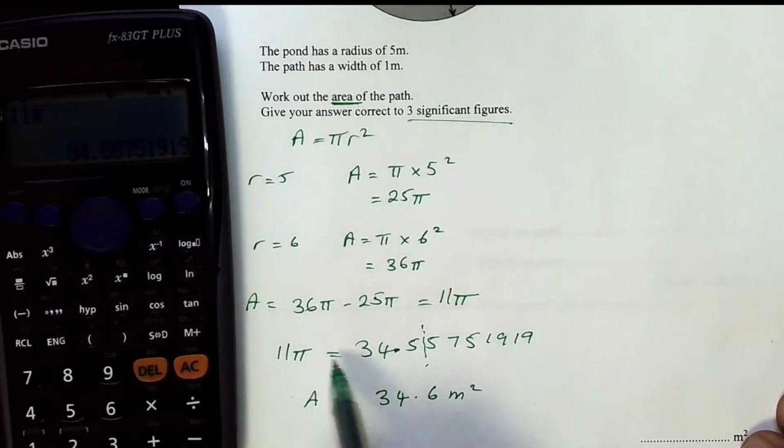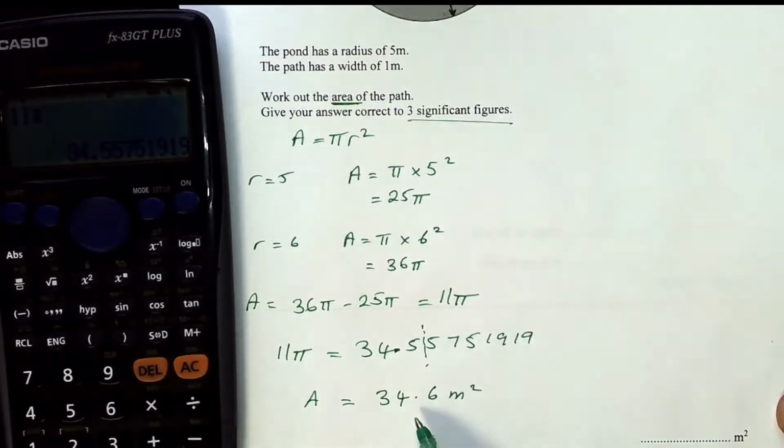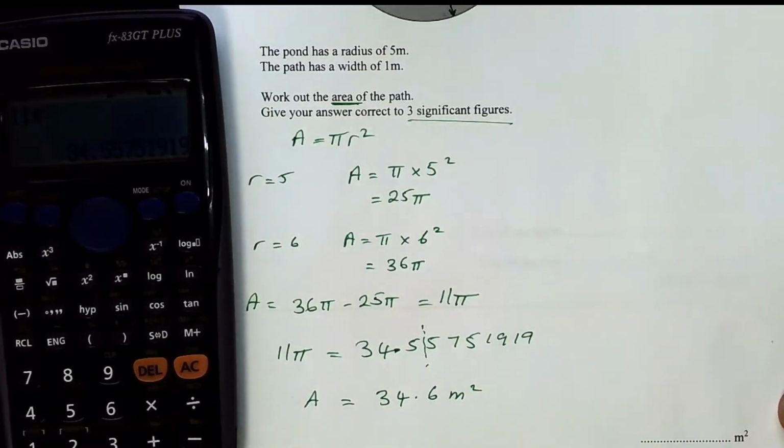So I've got 11 pi, which is 34.5575. That's the full answer on my calculator. I've written that down first, and then the last step is I've rounded it up to 3 significant figures, 34.6.